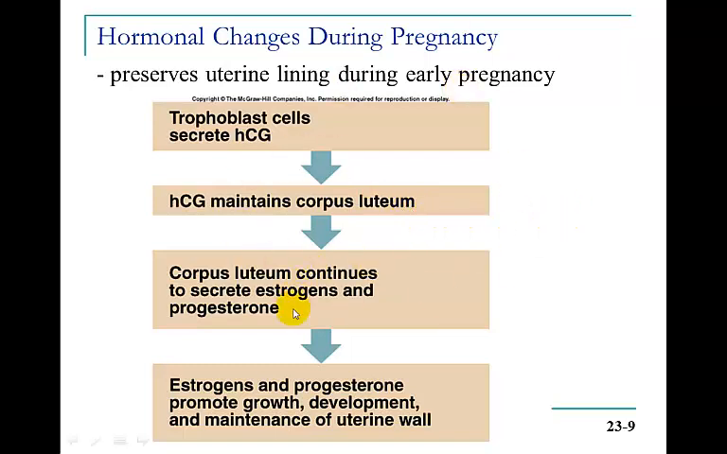Well, the estrogens and progesterone in particular that are being secreted by the corpus luteum are needed to maintain the pregnancy. So the HCG maintains the corpus luteum so these secretions can continue. We need these hormones for the growth of the uterine wall, for keeping the uterine wall intact, and preventing miscarriages.